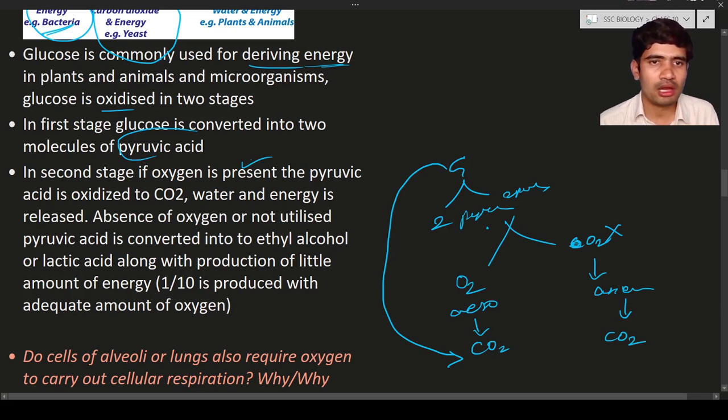Along with the carbon dioxide, some products like energy and also lactic acid or alcohol are produced. Here, lactic acid is produced along with a little amount of energy, about 1/10, in the case of inadequate oxygen.